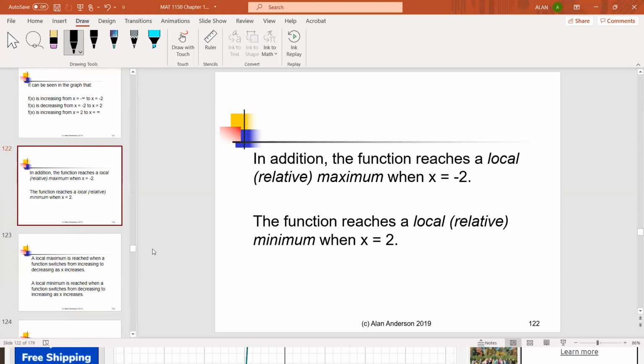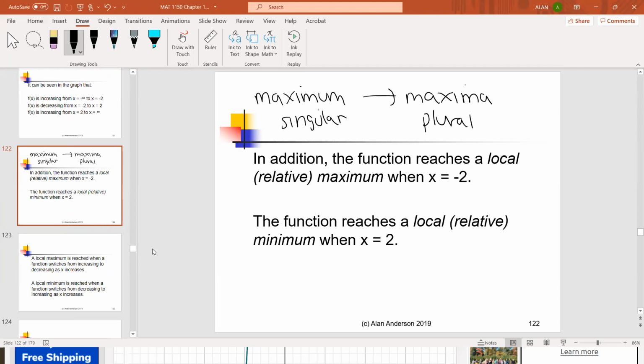By the way, here's an interesting fun fact. This is English related. The plural of maximum, because this is a Latin word, I just want you to know this in advance. It's not maximums, it's maxima. Same thing is true with minimum. Minimum is singular. It's that crazy Latin. To pluralize it, it becomes minima.